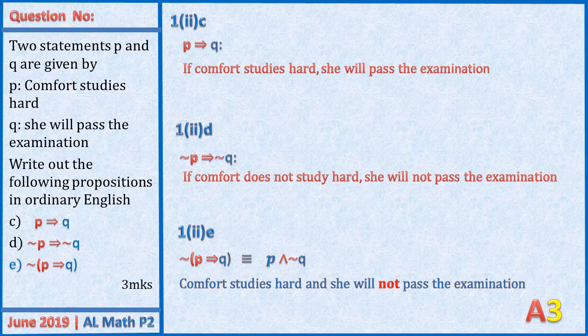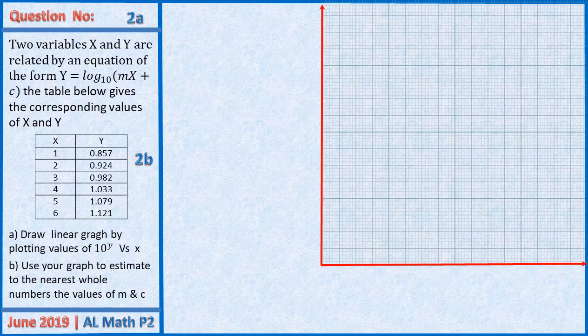This brings us to question 2. Two variables x and y are related by an equation of the form y equals log 10 (mx plus c), the base there is 10. And we are given the values on the table as shown. A. Draw a linear graph by plotting values of 10 to the power y versus x.